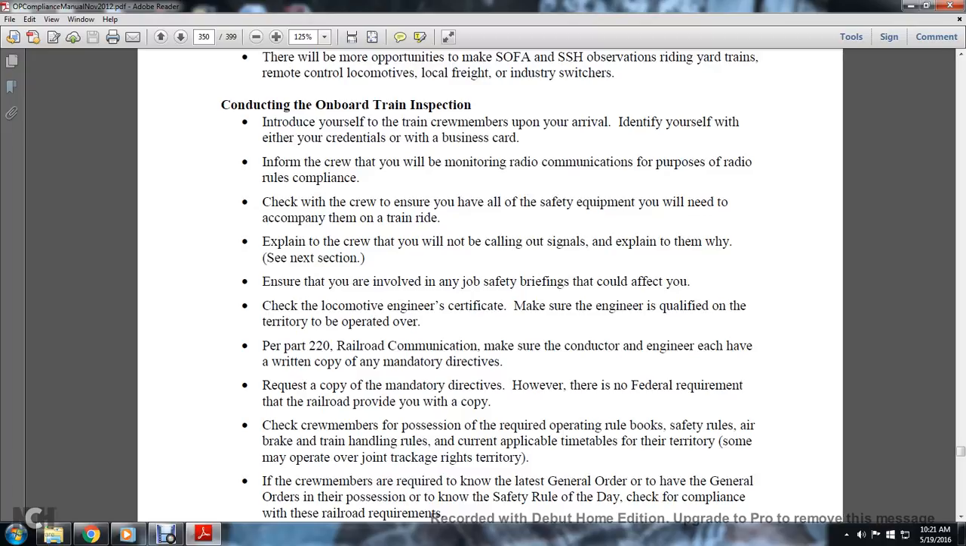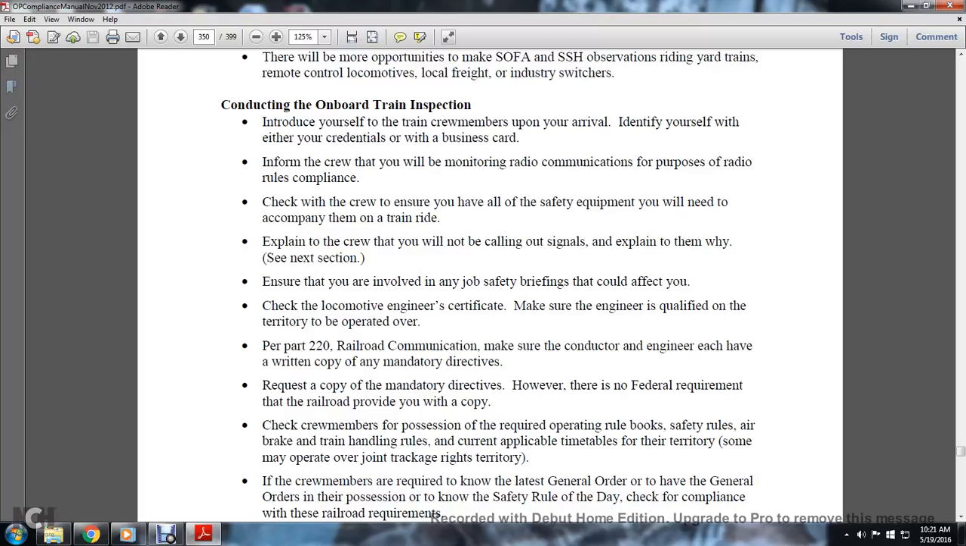Check with the crew to ensure that you have all the safety equipment that you will need to accompany them on the train ride. Explain to the crew that you will not be calling out signals, and explain to them why. Ensure that you are involved in any job safety briefing that could affect you.